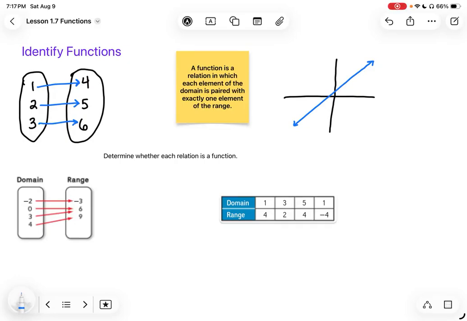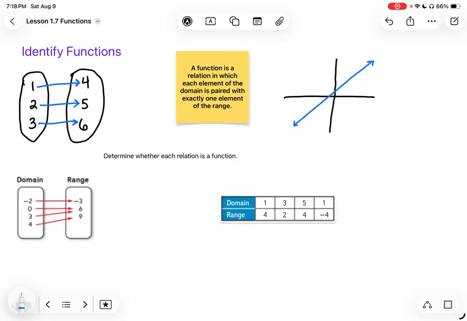We talked previously about relations, and a relation is just a set of ordered pairs or a set of coordinates. A function is a specific type of relation. A function is still a set of ordered pairs, but specifically it is a set of ordered pairs in which each element of the domain is paired with exactly one element of the range. And I've got two examples for you right here at the top.